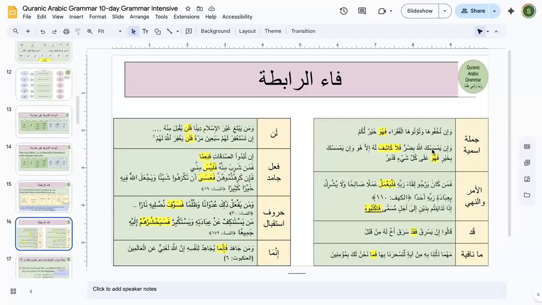Why is it there in wa in yamsaska Allahu bidur? And if Allah holds the harm, fala kashifa lahu, then there is no one who can remove it, right? And if Allah touches you with the harm, then there is no remover for it. There is a jumla ismiya, la nafiyatu lil jins, kashifa ismu la, lahu jar wal majroor. So you need fa'u rabita, right?